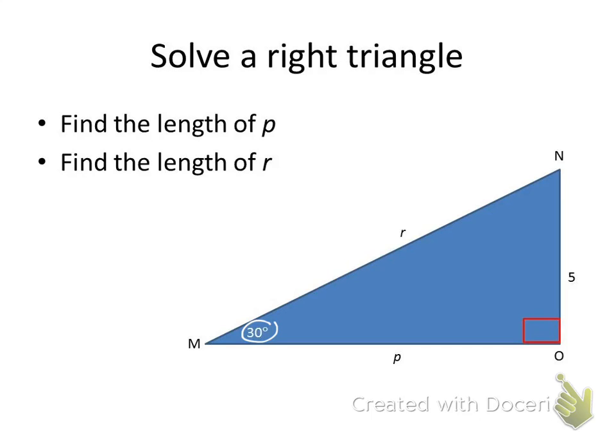So before I do anything, I want to go ahead and label the sides, so I know which side is opposite, which side is adjacent, which side is hypotenuse. Let's start with the hypotenuse because that's usually the easiest to pick out. Which side is the hypotenuse, Jensen? R. Okay, so let's label it hypotenuse.